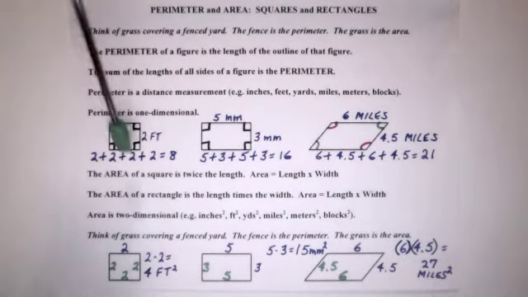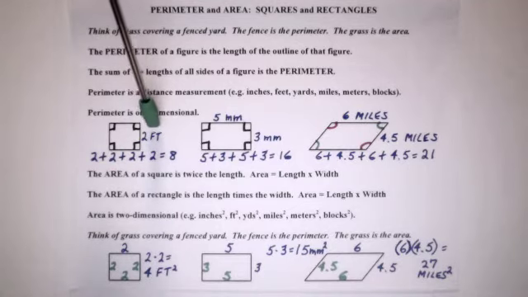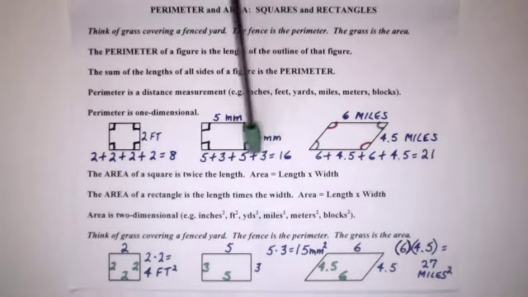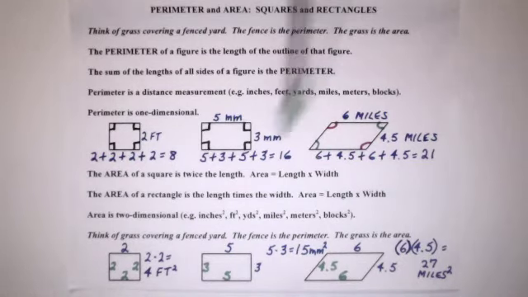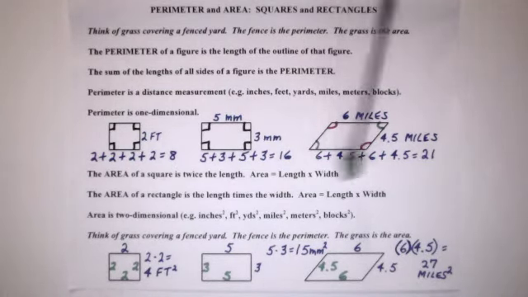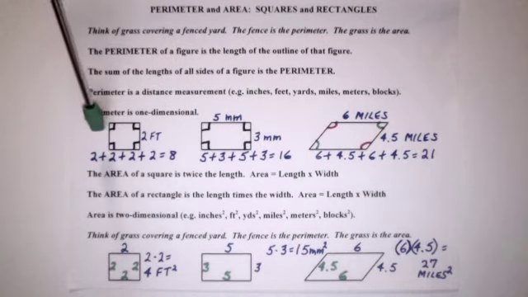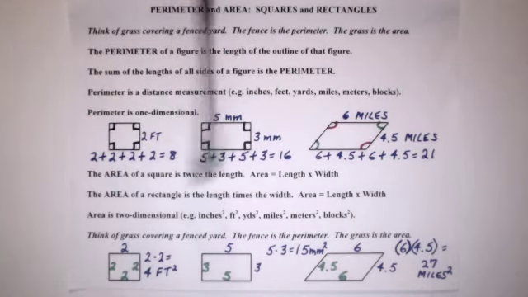The area of a square is twice the length, 2 times whatever the length is. Area equals length times width. That's just the basic formula. I can use this exact same equation for a square. I don't need to memorize something else, twice the length, if I understand what's going on.